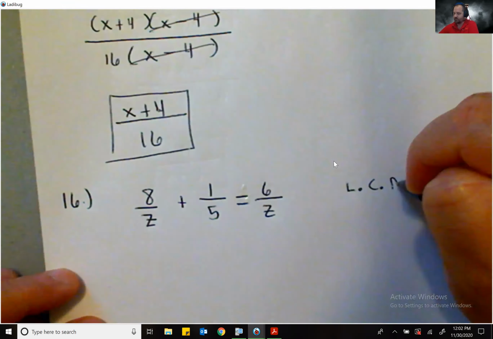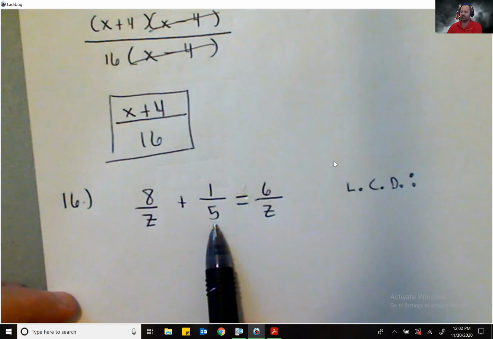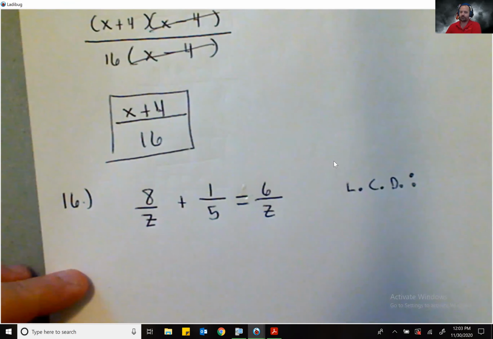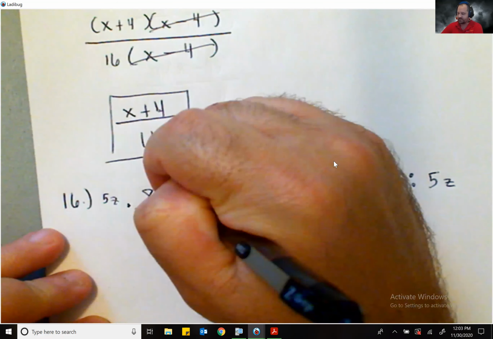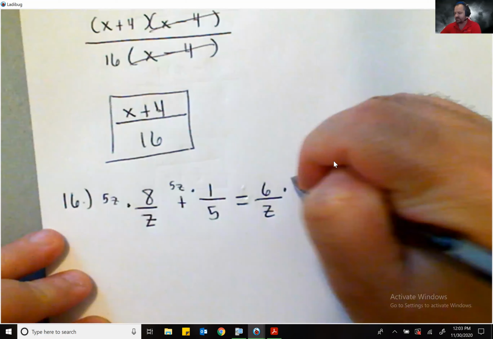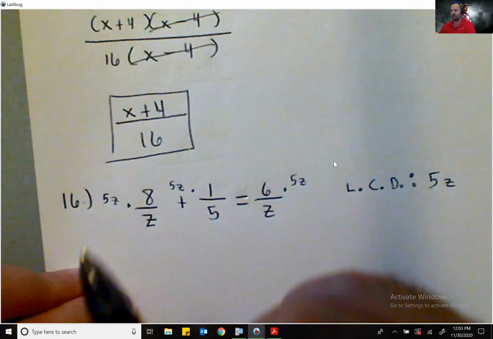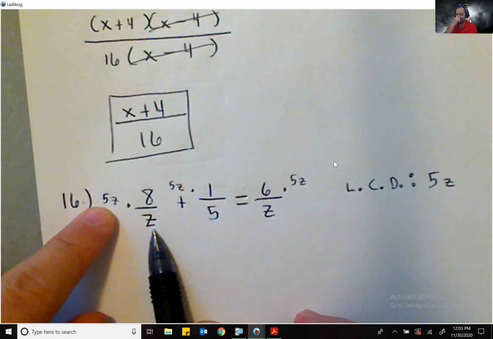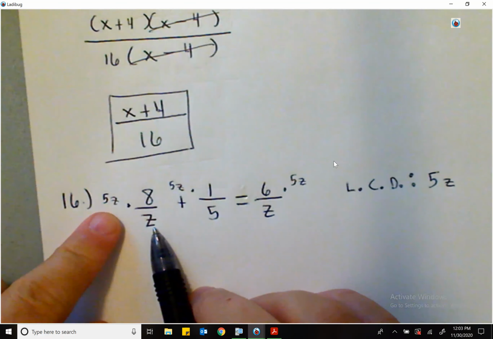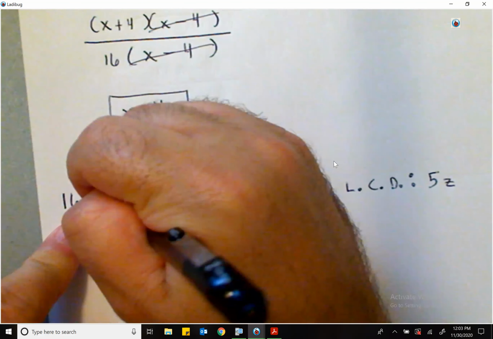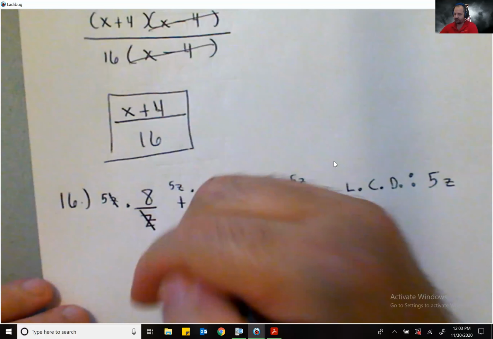So what's the LCD going to be between z, 5, and z? 5z. So everyone's going to get multiplied by 5z. You get a 5z, and you get a 5z, and you get a 5z. What's going to happen between the 5z and the z? The z cancels out and you multiply 5 by 8. And that gives us 40.